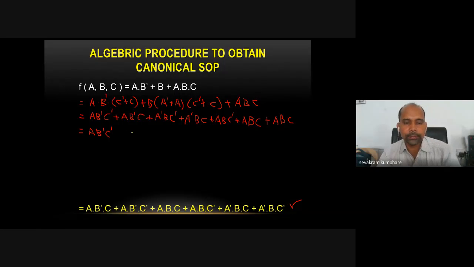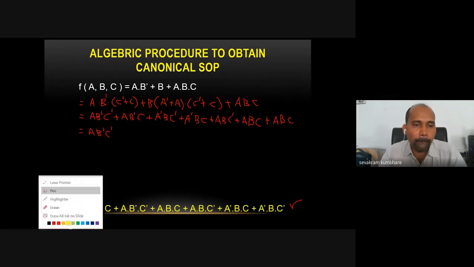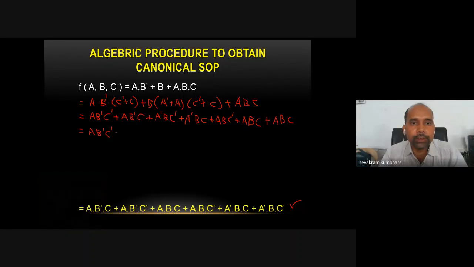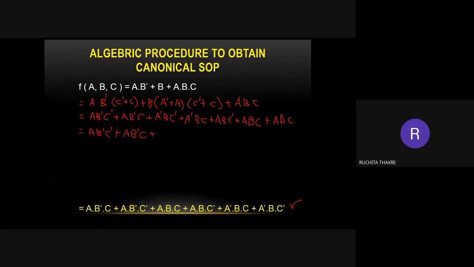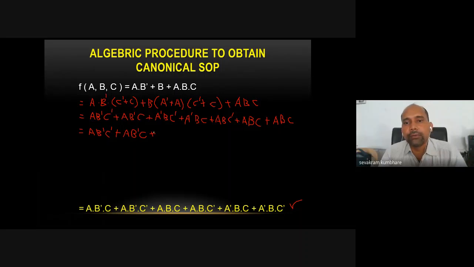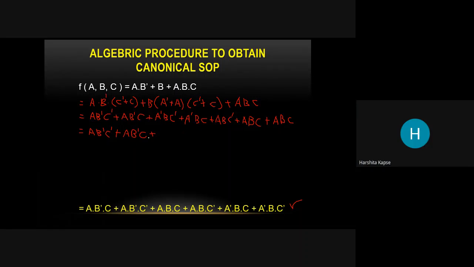So now next, plus, I will take this A, B bar, C, A, B bar, C plus A bar B. Once again, I will check whether this is there or not. So A, B bar, C. No. A, B bar, C. No, A, B it is bar, single. It's not there.